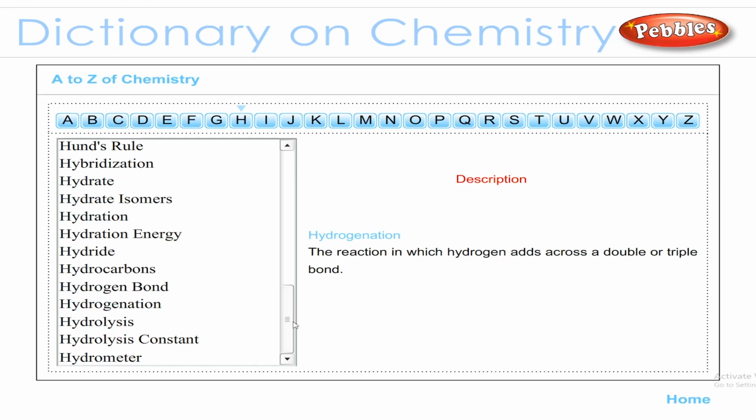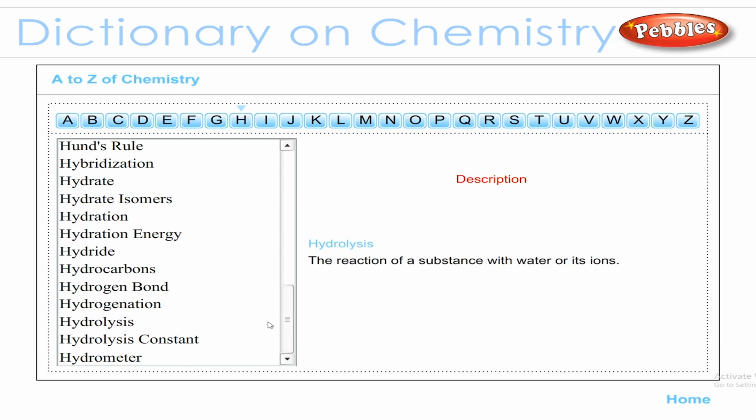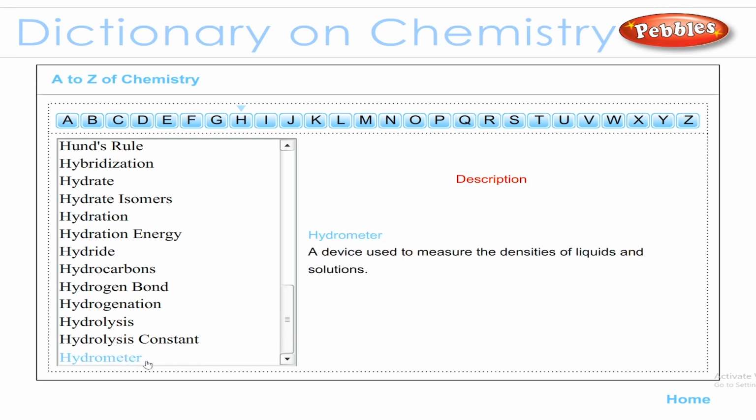Hydrogenation. The reaction in which hydrogen adds across a double or a triple bond. Hydrolysis. The reaction of a substance with water or its ions. Hydrolysis constant. An equilibrium constant for a hydrolysis reaction. Hydrometer. A device used to measure the densities of liquids and solutions.